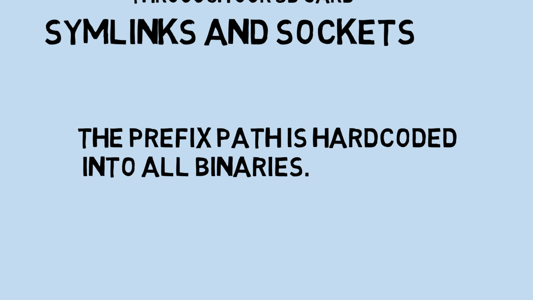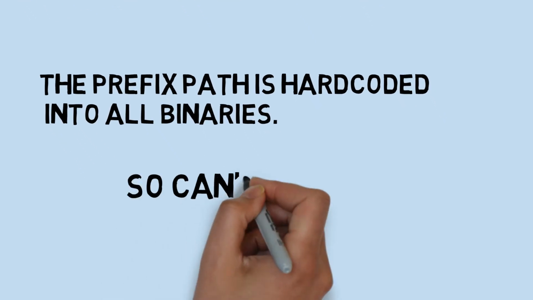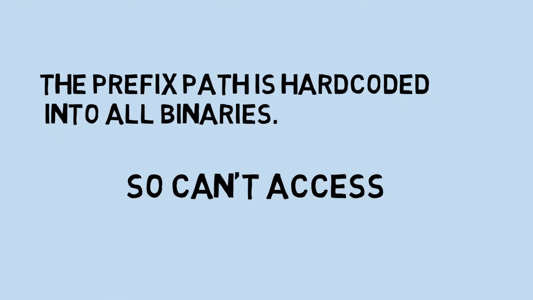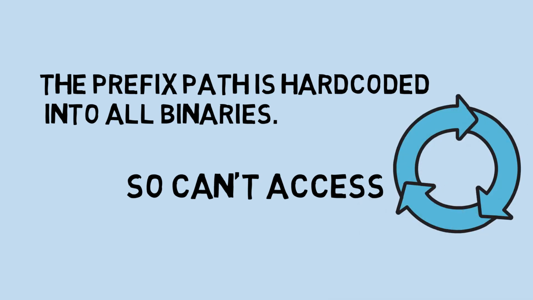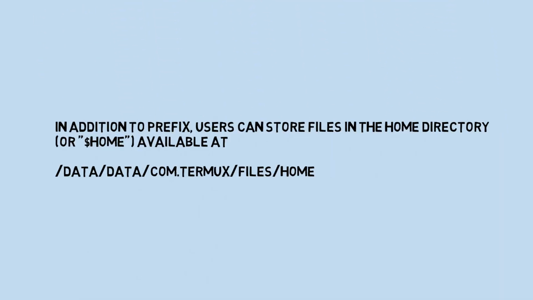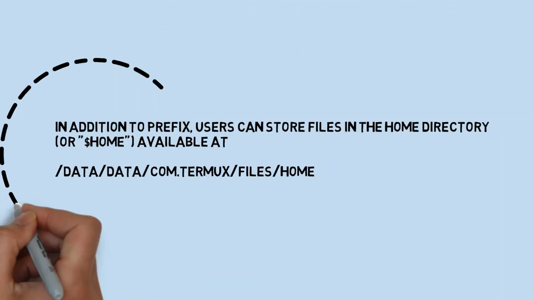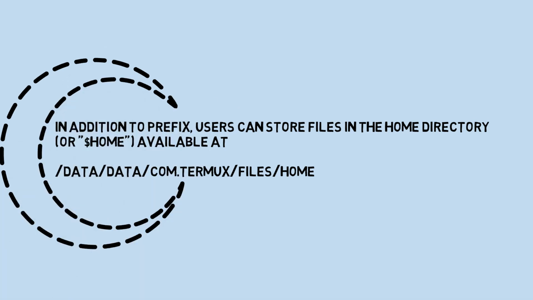The prefix path is hard coded into all the binaries, so this can't be accessed through an SD card. In addition to prefix, users can store files in the home directory, or $HOME, available at this path. This is the home directory of Termux, and that's where users can store different files.